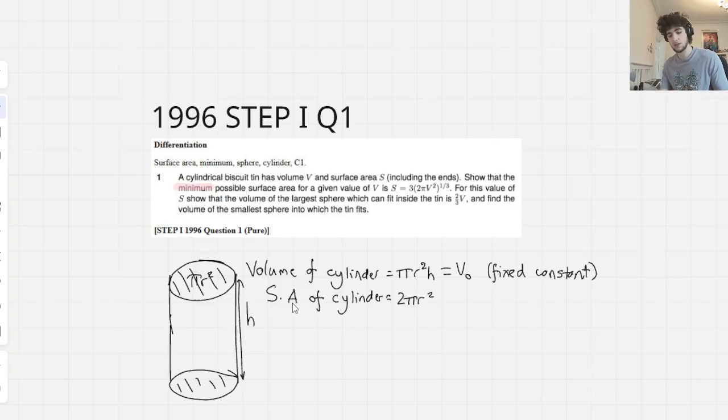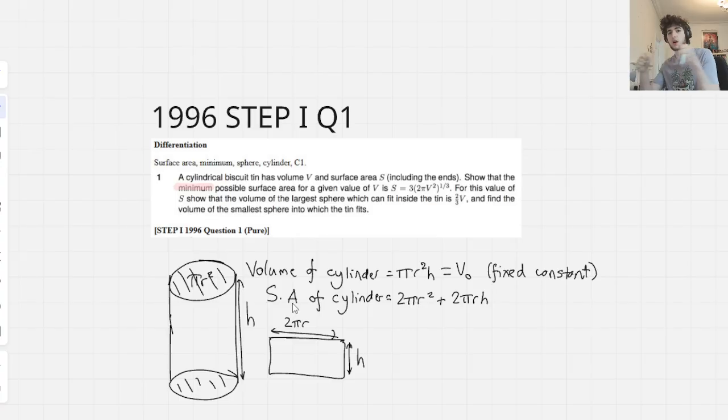But the curved face is actually going to add an extra 2 pi r h. The reason for this is that the curved face can be unwound to give you a rectangle. The length of that rectangle will be the circumference of the circular face on the top, which is 2 pi r, or pi d, because 2 times the radius just gives you the diameter. So this is just 2 pi r, and the breadth of that rectangle will simply be the height of the cylinder.